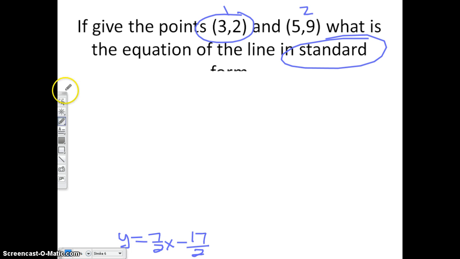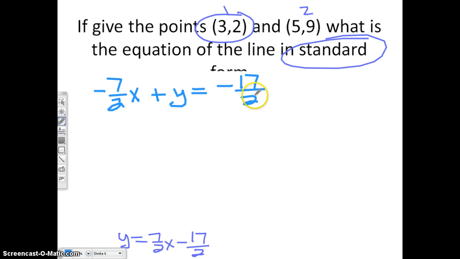There we go. All right, so first thing we want to do is get the x and the y together on the same side. So we'll get negative 7/2 x plus y is equal to negative 17/2. I did that by subtracting 7/2 x from both sides. Okay. Remember, standard form, you can't have fractions and you can't have negative numbers on the leading term. So let's multiply this by the inverse here.